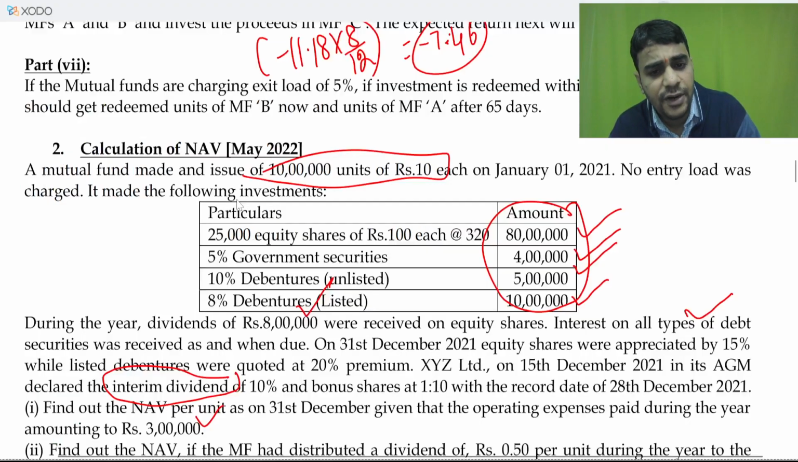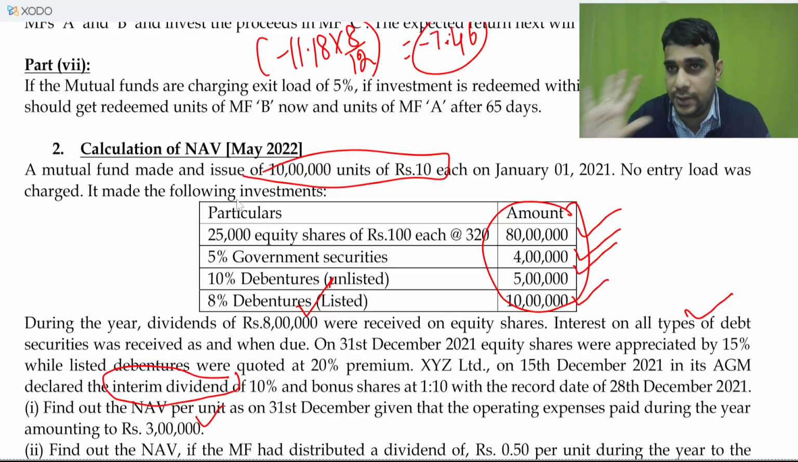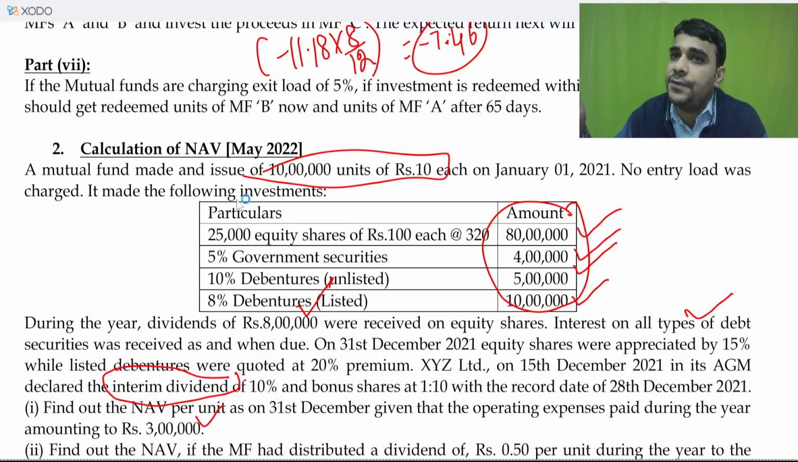Now, the dividend was declared on 15th December. On that day, I was holding only 25,000 shares. The number of shares increased to 27,500 after that bonus. So dividends will be paid only for those units which existed before the bonus issue.